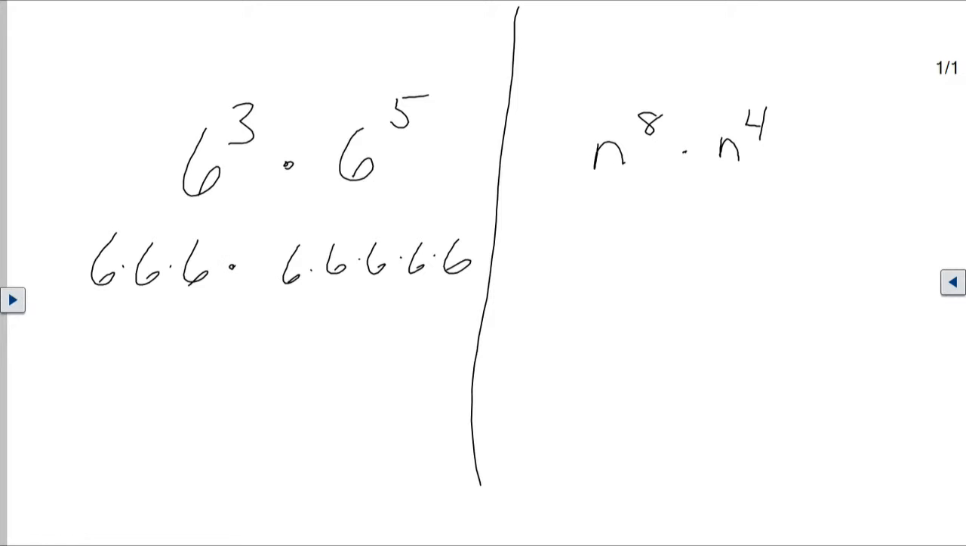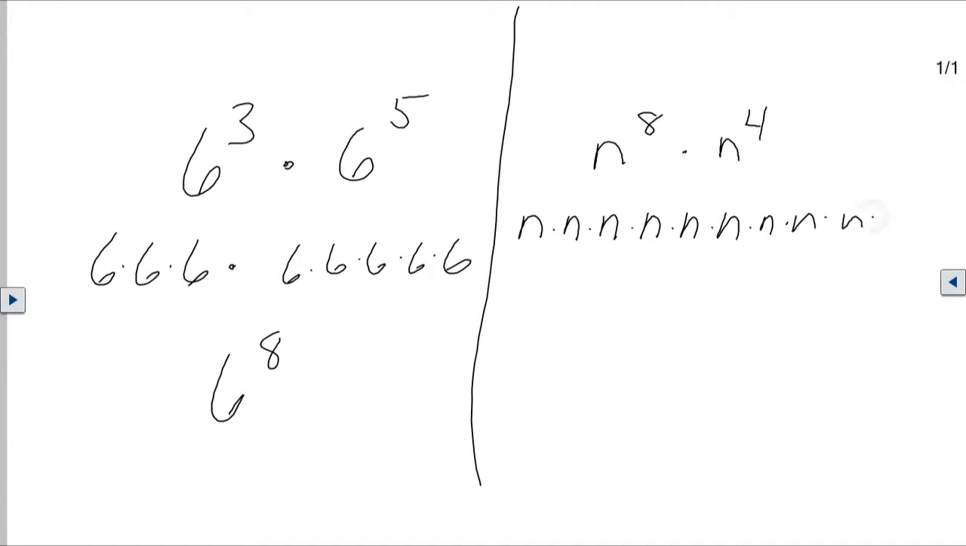So I'm just multiplying those two sets of things together, right? And if I look at it, that just means I have 1, 2, 3, 4, 5, 6, 7, 8 sixes that I'm being multiplied together, and the shortcut for that is 6 to the eighth power. Okay, over here, n to the eighth power. N times n times n times n times n times n. You can see why we have exponents.